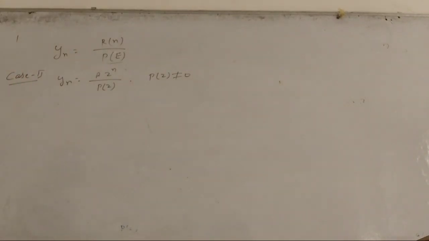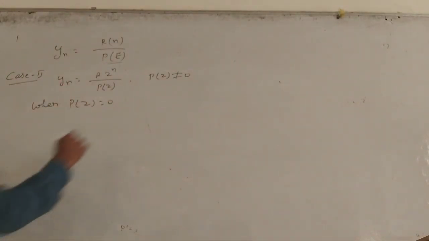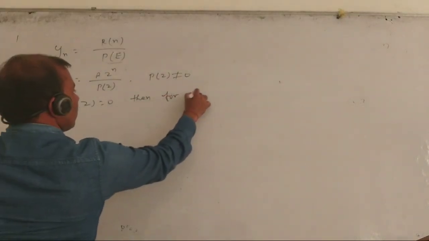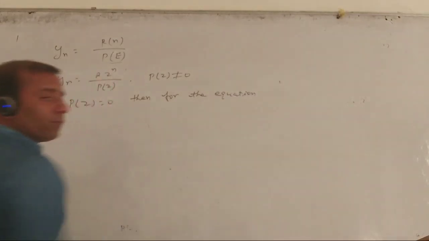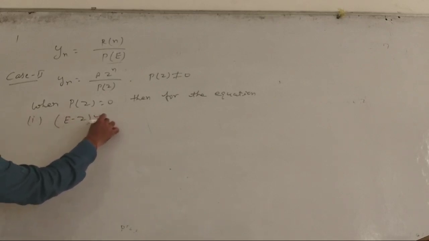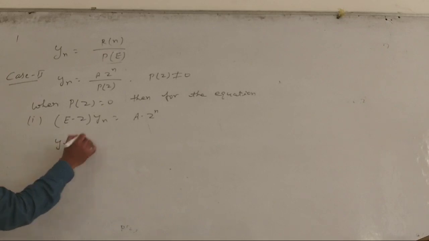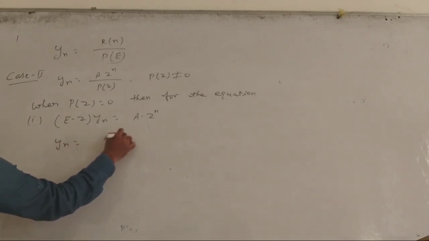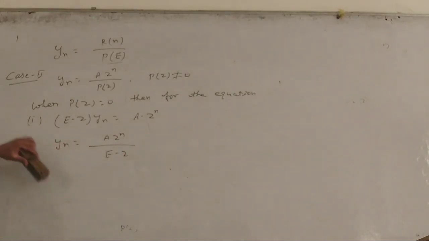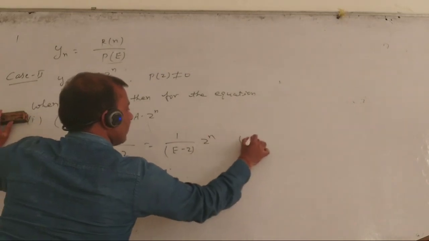Now we will impose some conditions on pz. When pz equals 0, then for the equation (E minus z) into yn equals a into z^n, the particular solution becomes yn equals a into z^n upon (E minus z), and if we take the constant a equals 1, then it becomes 1 by (E minus z) into z^n, where we have taken a equals 1.